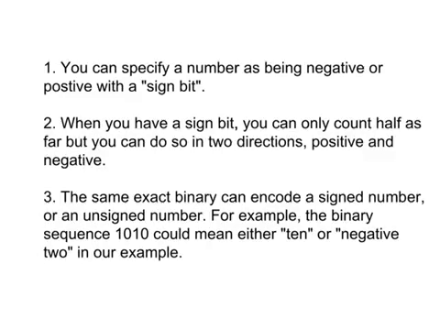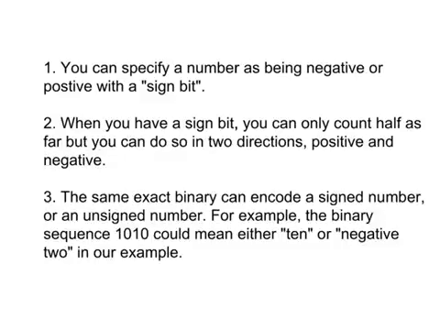So I want you to get 3 things out of this lesson. First of all, you learned that you can specify a number as being negative or positive using a sign bit. And a sign bit is simply a binary place value that, rather than having a numeric value like, say, the 8's place, is an indicator of whether or not the number is positive or negative. Secondly, when you have a sign bit, you can only count half as far, but you can do so in 2 directions, positive and negative.